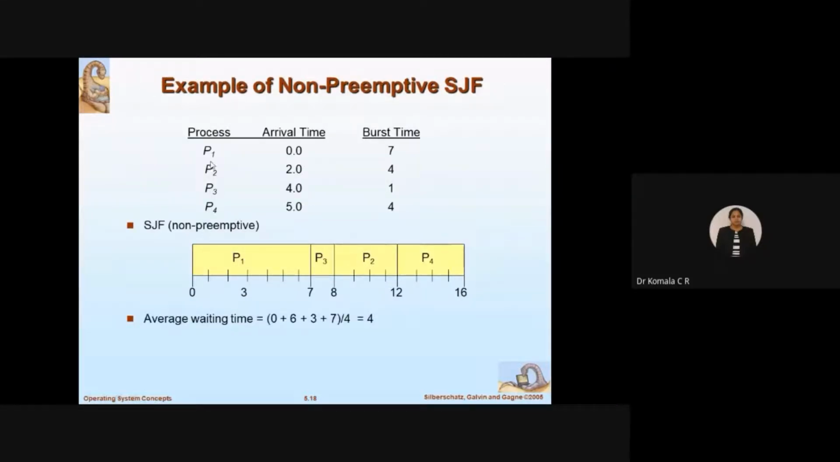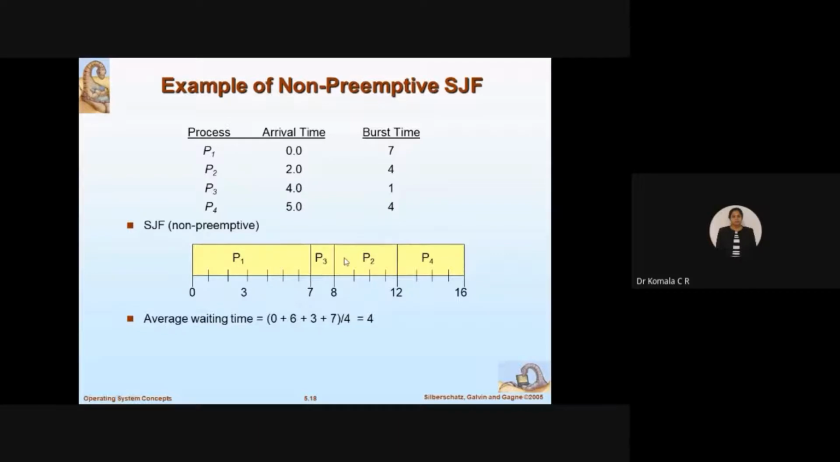I know that P2 has arrived at 2 seconds, but I don't want to preempt P1. So let me complete P1, then I'll think of the other processes. So P1 I have continued. Even though P2 has arrived at the second slot, P3 at the fourth slot, and P4 at the fifth slot, I will not worry about this. Let me complete P1. How much time does it need? It needs 7 slots. So at the end of the 7th slot, I have completed P1. Right? So this is done now.